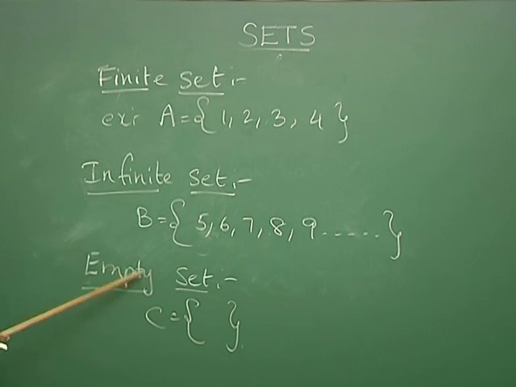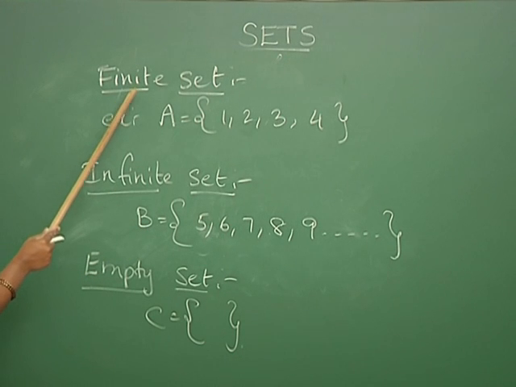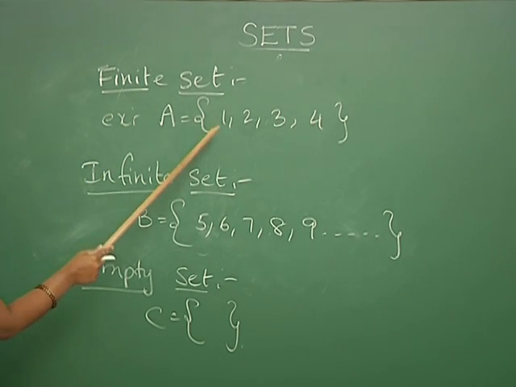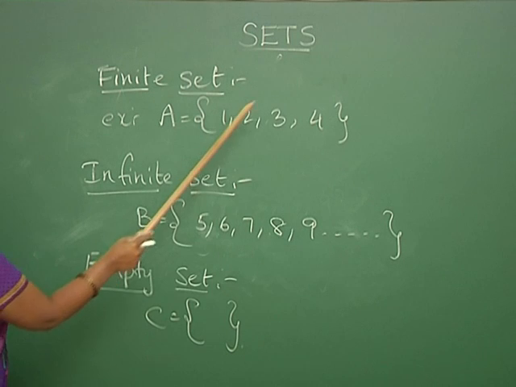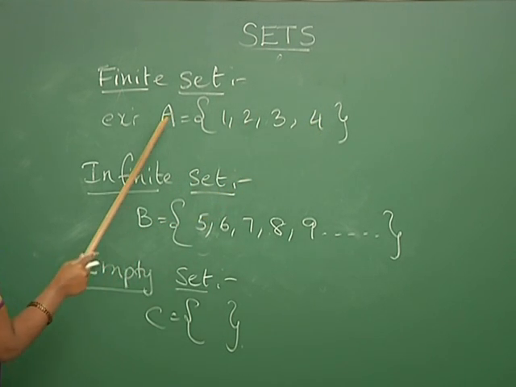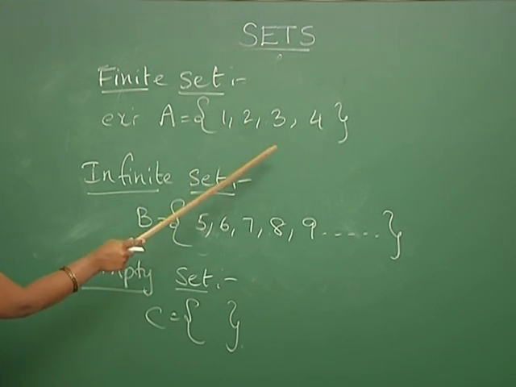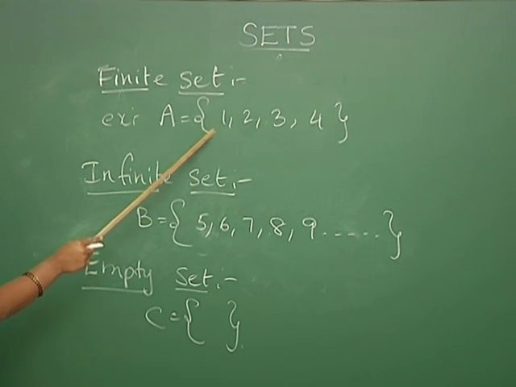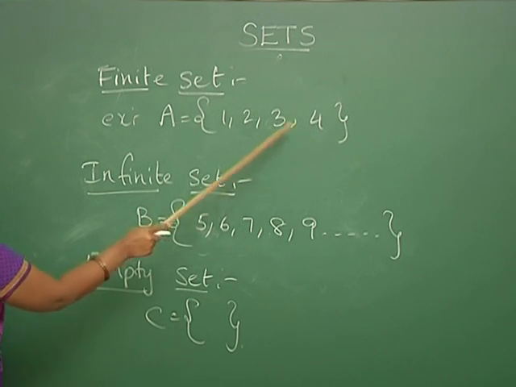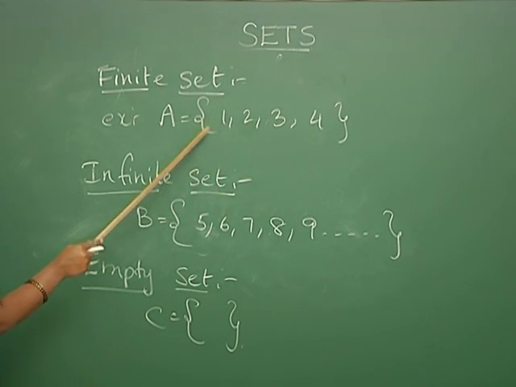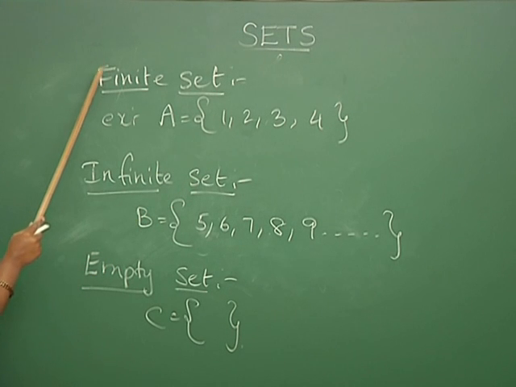We have three types of sets: finite set, infinite set and empty set. Finite set means you should be able to identify the first element and the last element. In this set, A is equal to set of 1, 2, 3, 4, we have 4 elements. The first element is 1, the last element is 4. We are able to identify both first and last. So this is called a finite set.